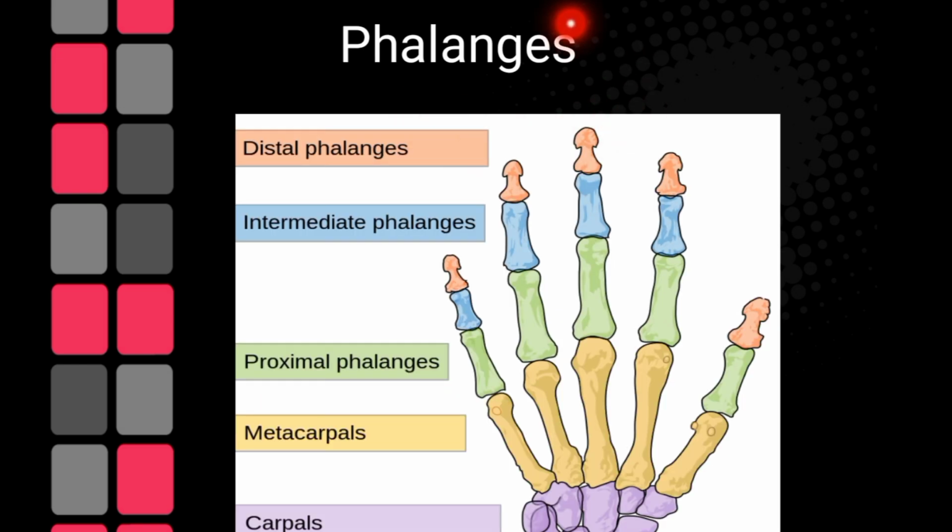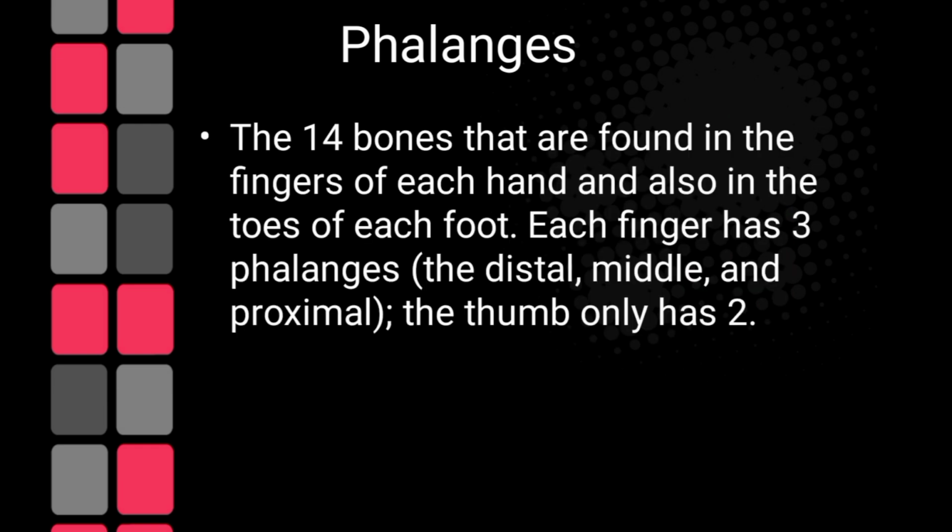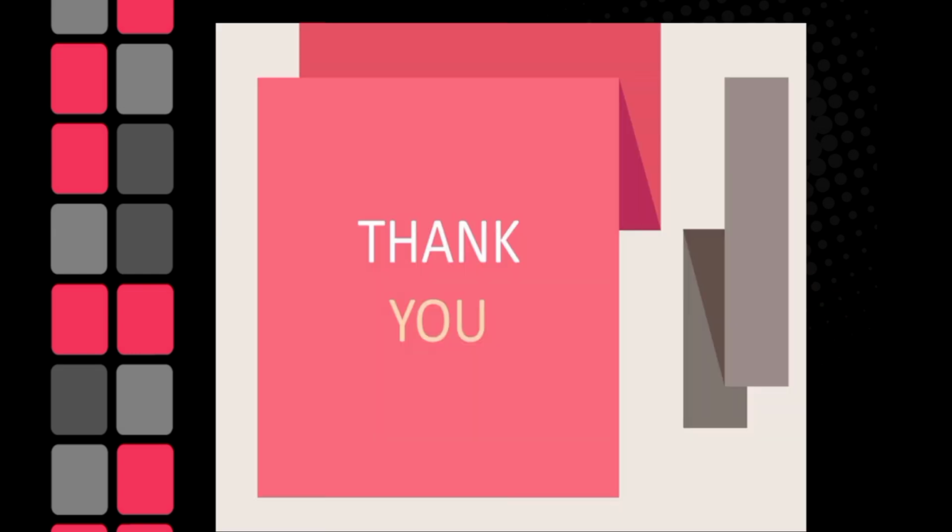Last one are the phalanges. Here you can see carpals, metacarpals. Phalanges are divided into three parts: proximal, intermediate, and distal phalanges. These are 14 bones that are found in fingers of each hand and also in toes of each foot. Each finger has three phalanges: distal, medial, and proximal, and thumb has only two.